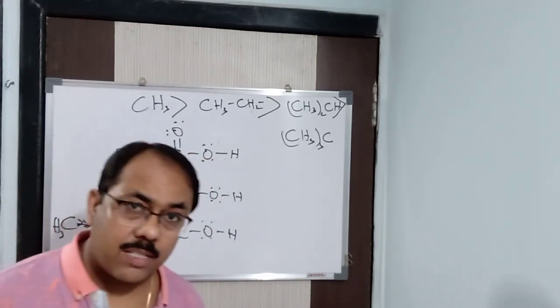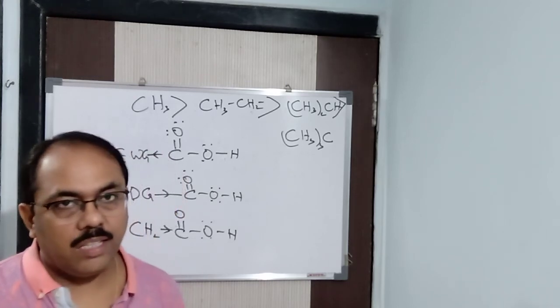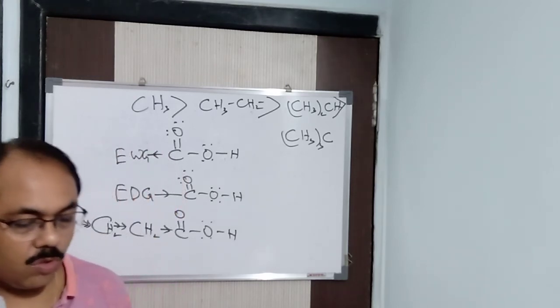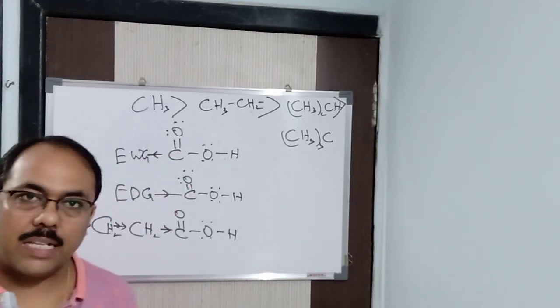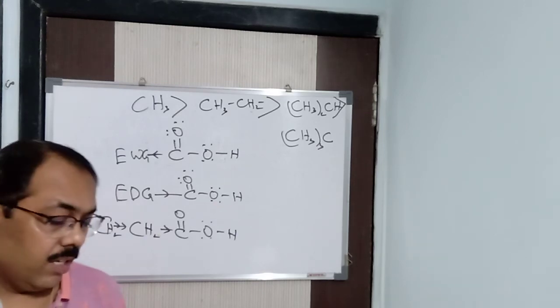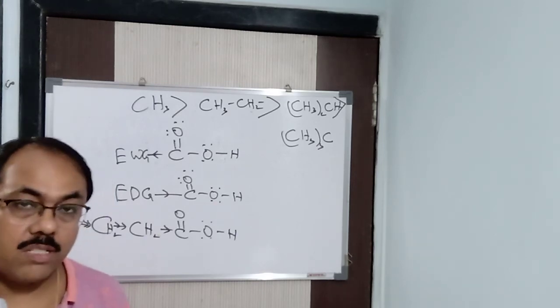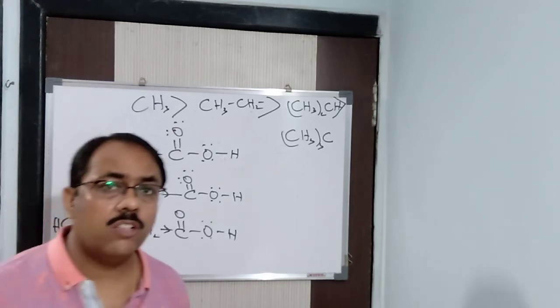So hence formic acid, I repeat, is more acidic than acetic acid, than propionic acid, then isobutyric acid, then tertiary butyl acetic acid. In this particular manner, the acidic character increases. This is about your electron donor group. Alright, next we are going to come to electron withdrawing groups.